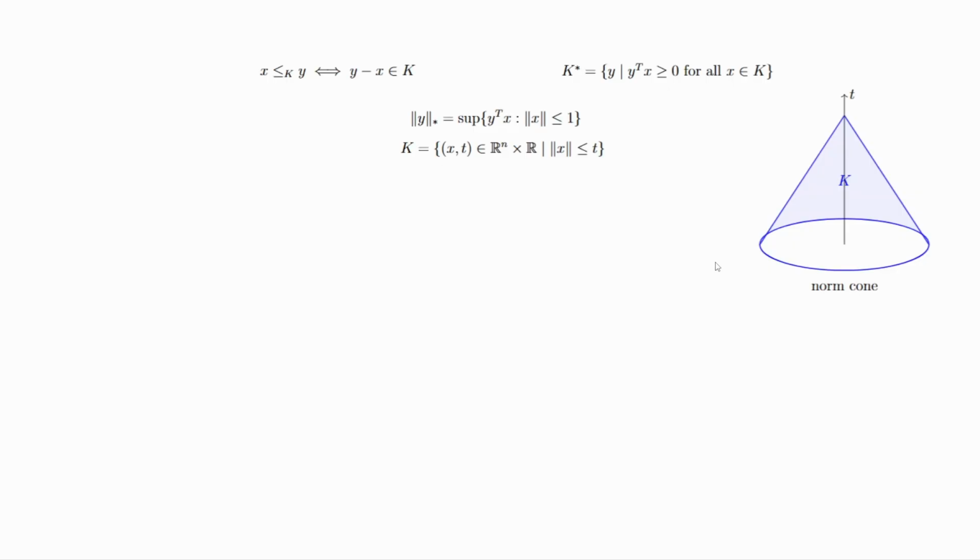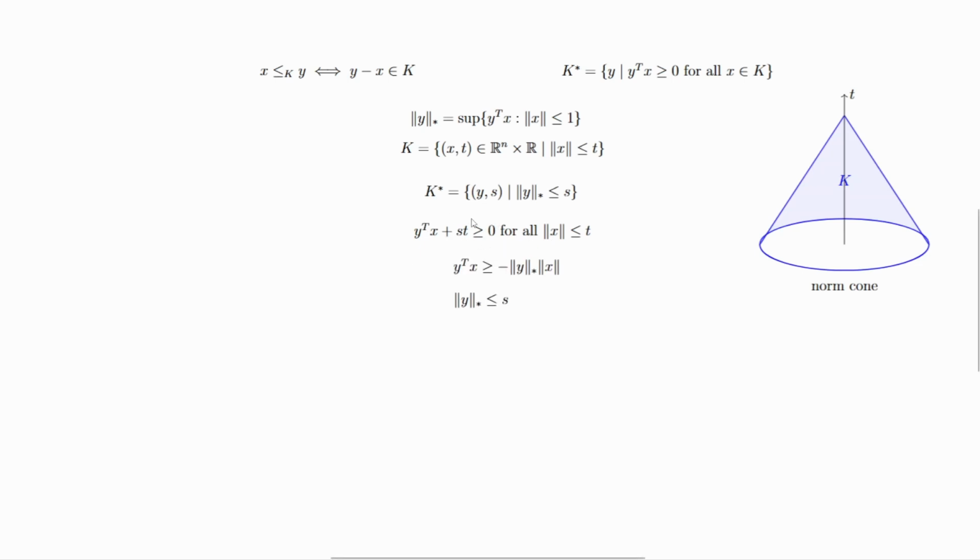So here's really the beautiful result. The dual of the norm cone is the norm cone of the dual norm. So my claim is that the dual cone, K star, is simply just another norm cone, but using the dual norm instead of the regular norm. So let me show you why. So we need a y and an s such that (y, s) transpose times (x, t) is greater than or equal to 0. And so if you do the multiplication out, you get this expression here. And this is for all x with norm less than or equal to t.